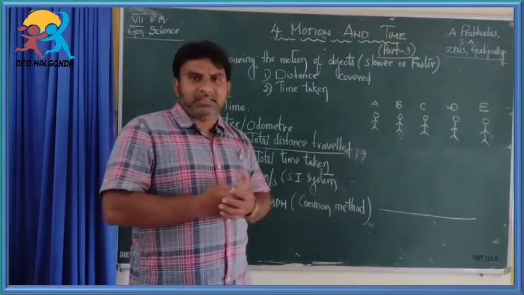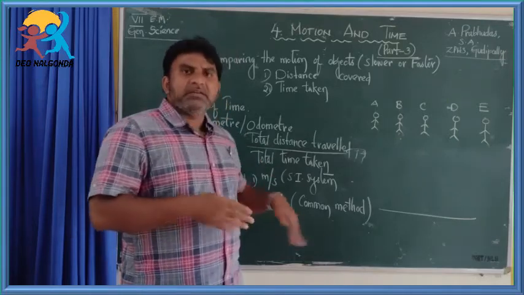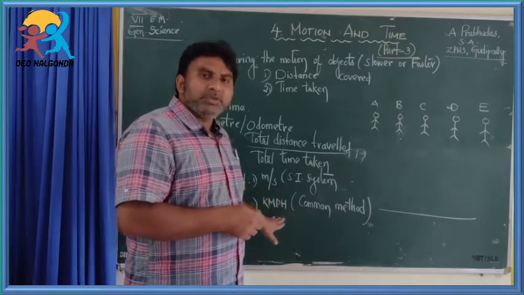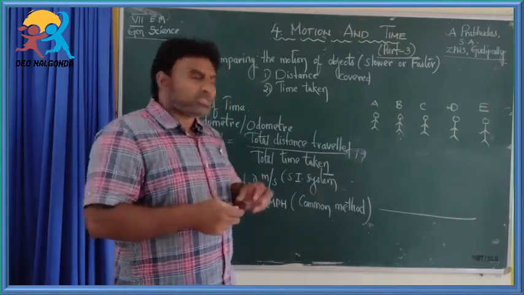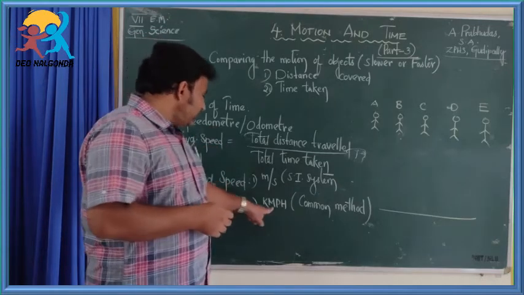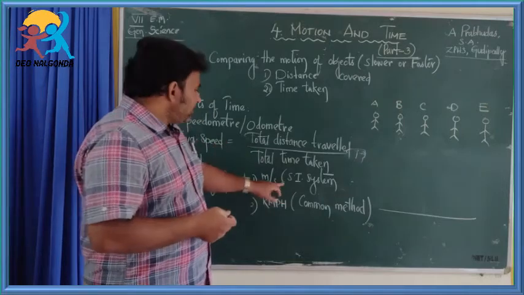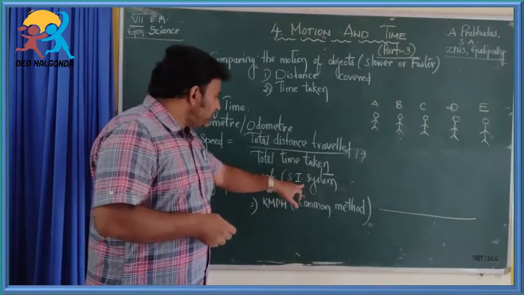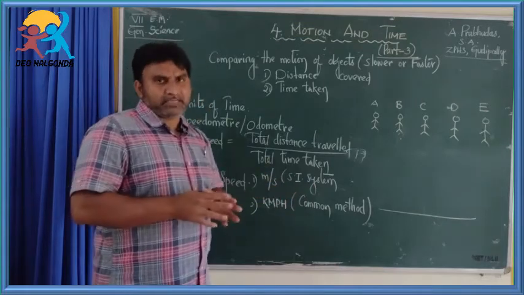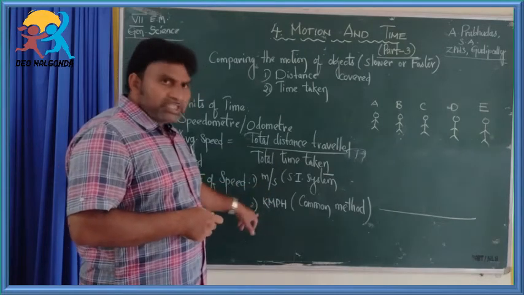This is a common method. Most speeds are mentioned using the unit kilometers per hour. All the speedometers show the speed in kilometers per hour. So, the unit of the SI system for speed is meters per second. There is a relationship between these two units.